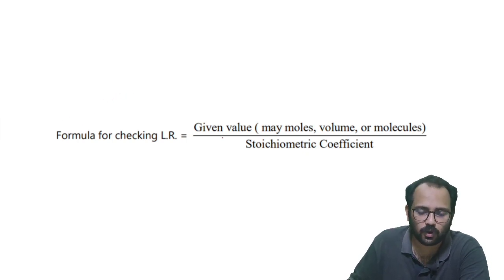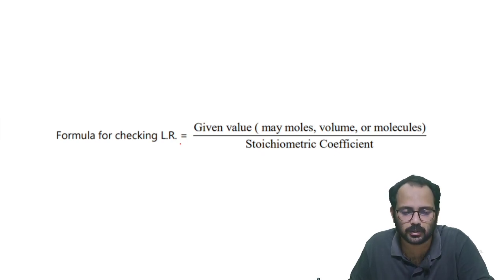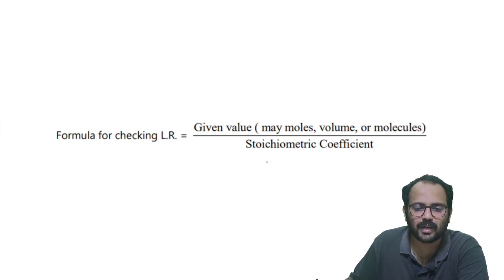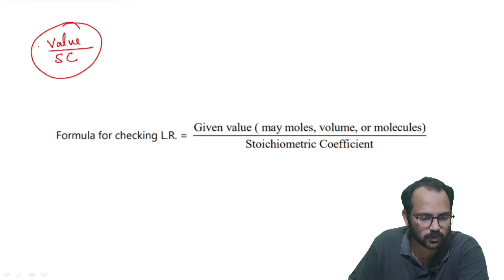So we have to use this formula. This is a basic and very interesting tricky formula. By using this formula, you can find out which one among these reactants is the limiting reagent. So look at the formula. Checking LR. LR is nothing but the limiting reagent. Given value by stoichiometric coefficient. Whatever the value they have given, divide by the stoichiometric coefficient. You have to do this one first.